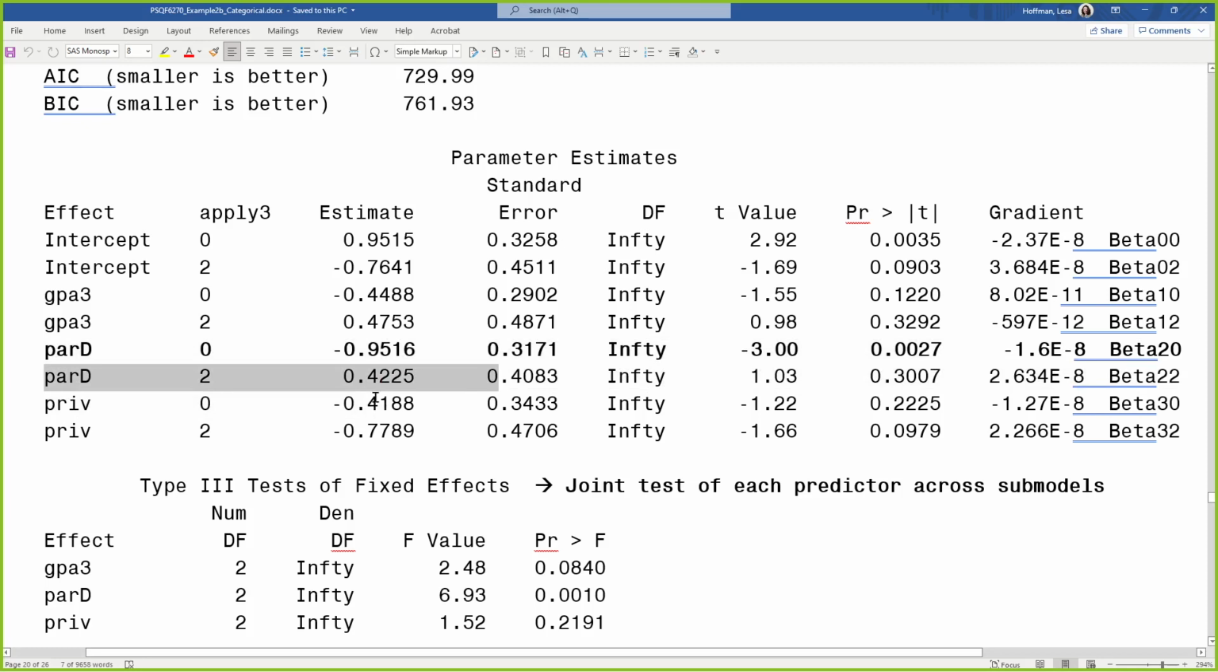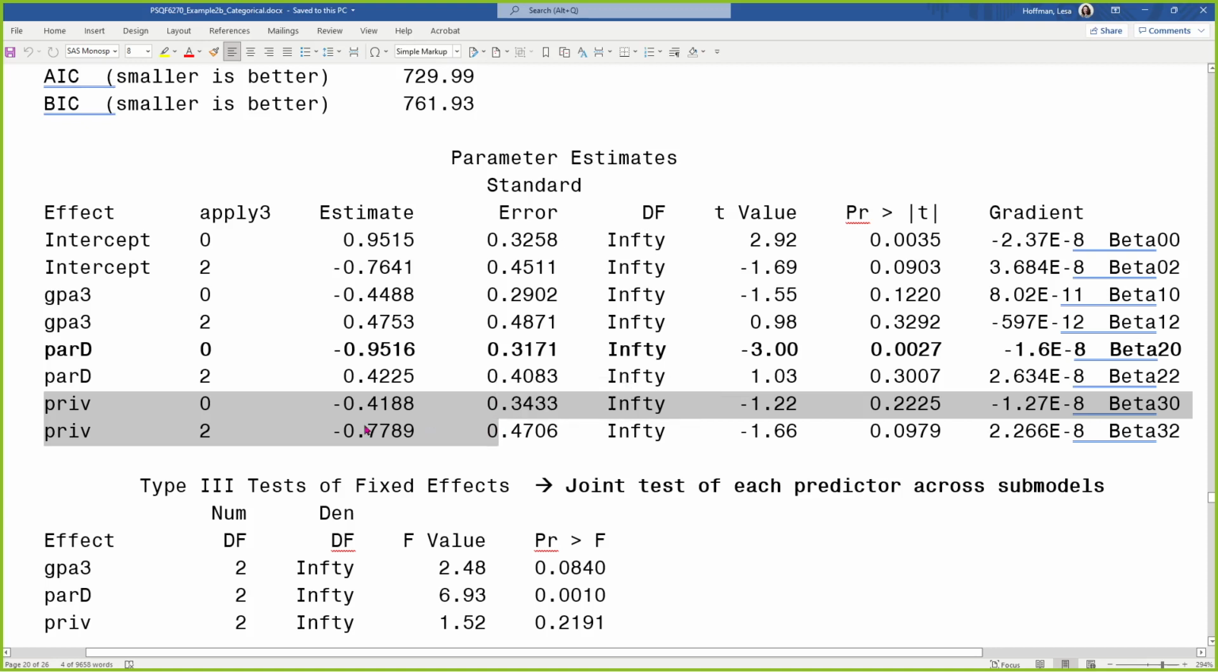And you are more likely to pick 2 instead of 1, but not significantly. So private school is the only one that's surprising because these are both negative, and you'd think that one of them would be positive, given the difference in the coding.